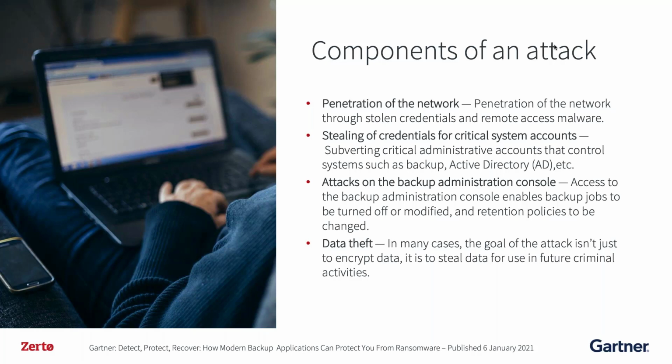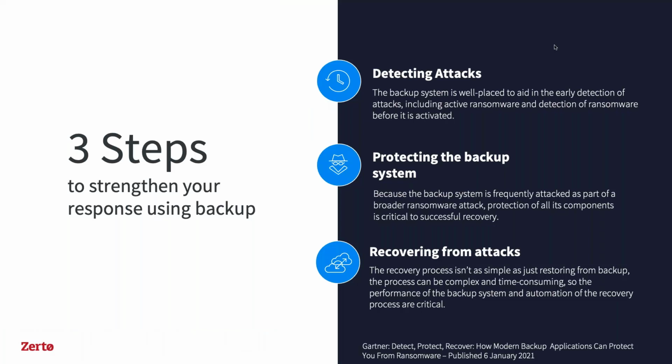So as we talked about today, the focus is on recovery. And when people think about recovery from ransomware, they traditionally think about their backup technology. So, from Gartner's perspective, and even looking at how we develop our solution around recovery, there are 3 critical steps that you can take to make sure that, at least when it comes to mitigating the risk of a ransomware attack and protecting your data, you're able to do so. The first thing is to actually detect your attacks. The backup system is well placed to aid in the early detection just because of the data that's being processed and the information and access that it has within your data center.